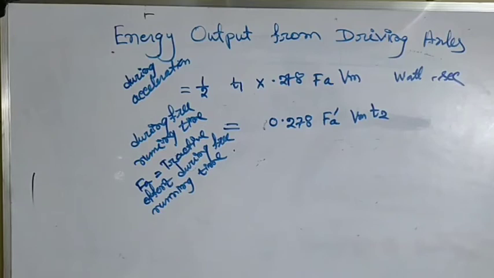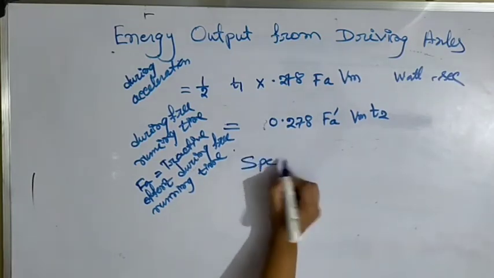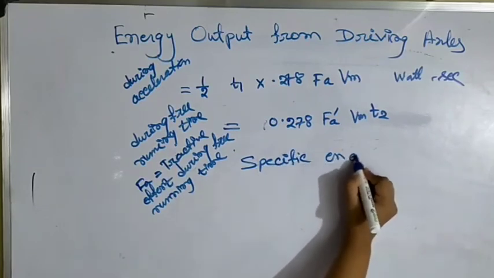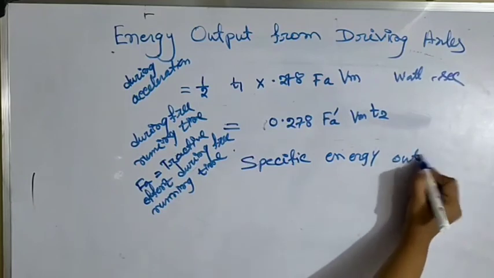Now sometimes it is more convenient for comparison to express energy in terms of watt-second per ton kilometer of the train to include both the weight and distance travelled by the train, and this quantity is known as specific energy output and forms a basis of comparison between the dynamic performance of various trains having different passenger capacities and operating schedule.